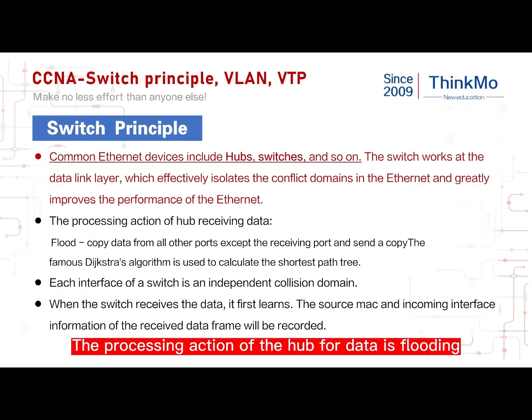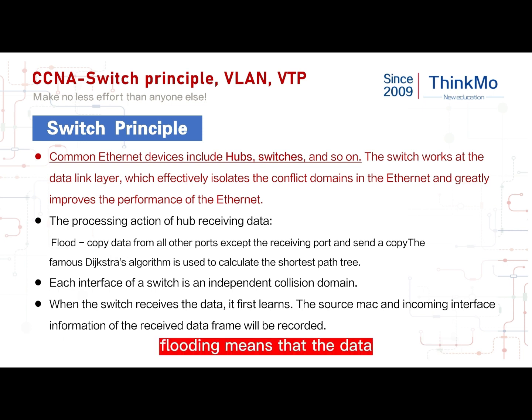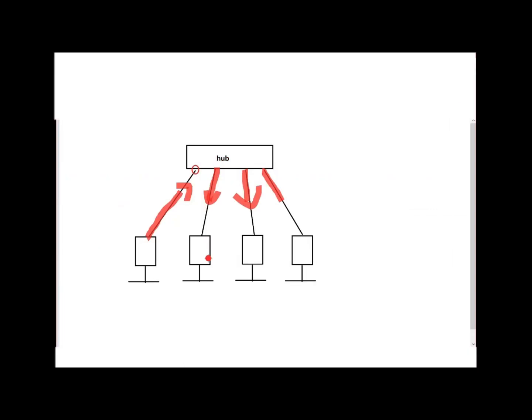The processing action of the hub for data is flooding. Flooding means that for the ports other than the receiving port, it copies all the data and sends a copy. Here's how it works. So when the hub forwards, no matter what the data, it doesn't care where it goes. As long as the data comes, it will flood out.